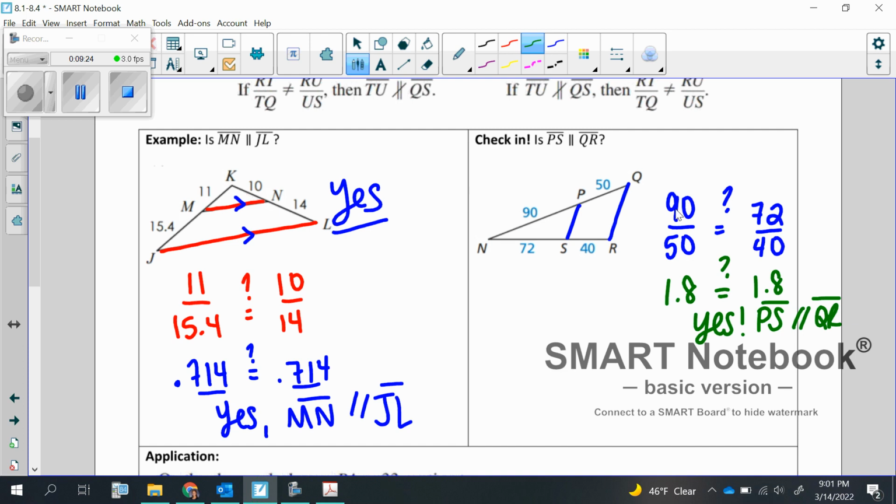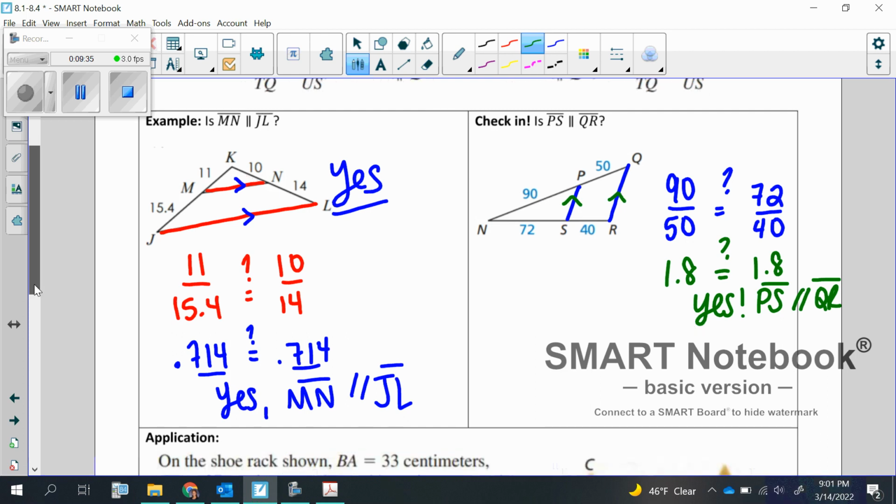And again, if this was say 80 over 50 and this one was 72 over 40, it would not be equal. So no, they're not parallel. It's that simple. But since they are, PS is parallel to QR.